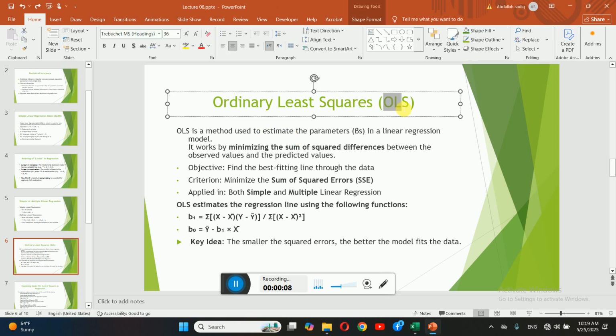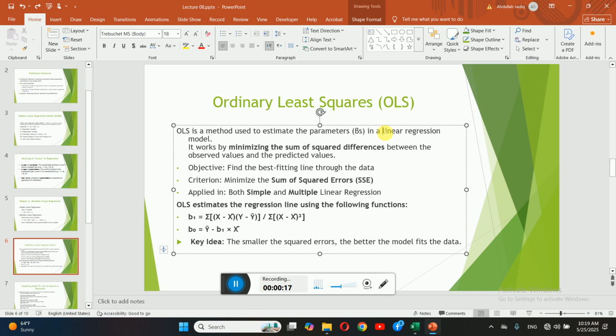Dear students, in this session I'm discussing the concept of the ordinary least squares method. Simply you can call it OLS. This is one of the most important topics we have in statistical analysis. The term ordinary least squares, or OLS, is very closely related to the linear regression model.